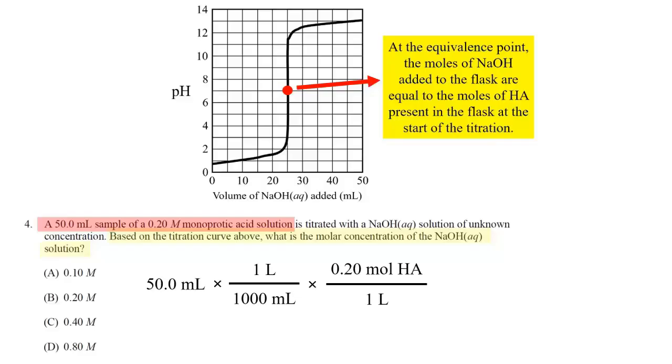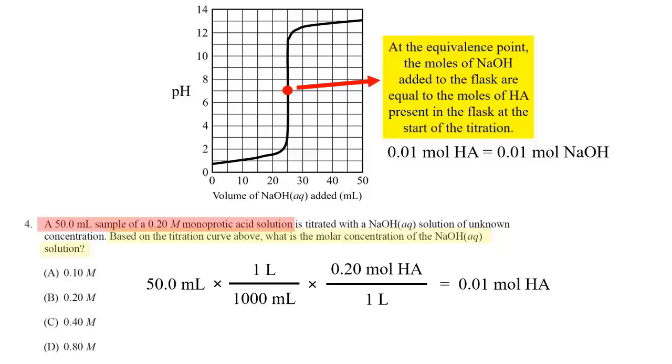If I do 50 divided by 1,000 and then times 0.20, I get the number of moles of the acid that was titrated in this experiment. So the number of moles of acid is 0.01. And based on that 1-to-1 ratio at the equivalence point between the acid and the base, that number is also the number of moles of the sodium hydroxide.